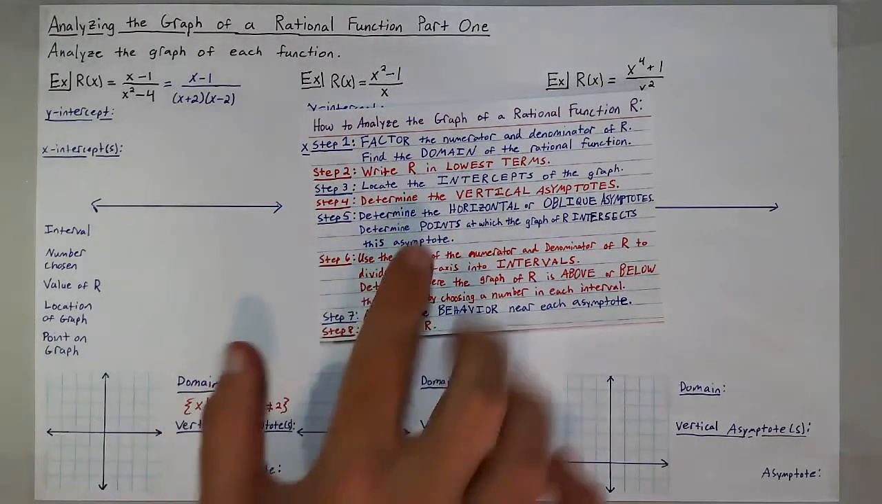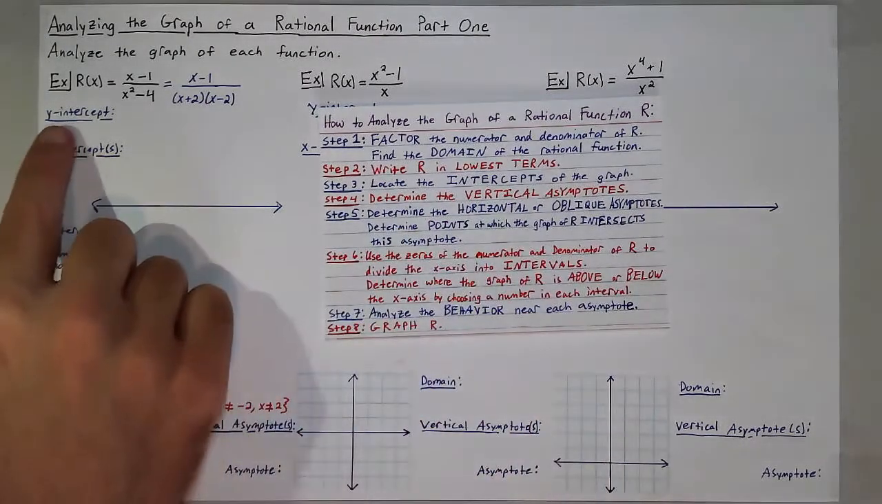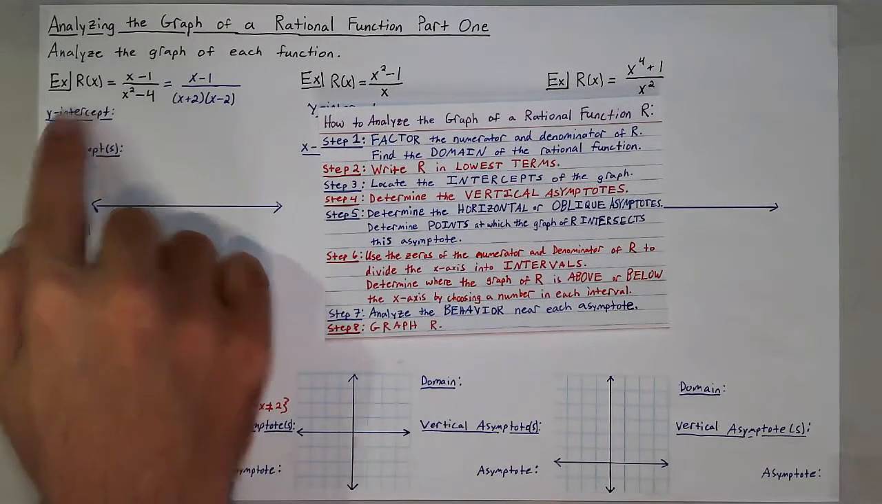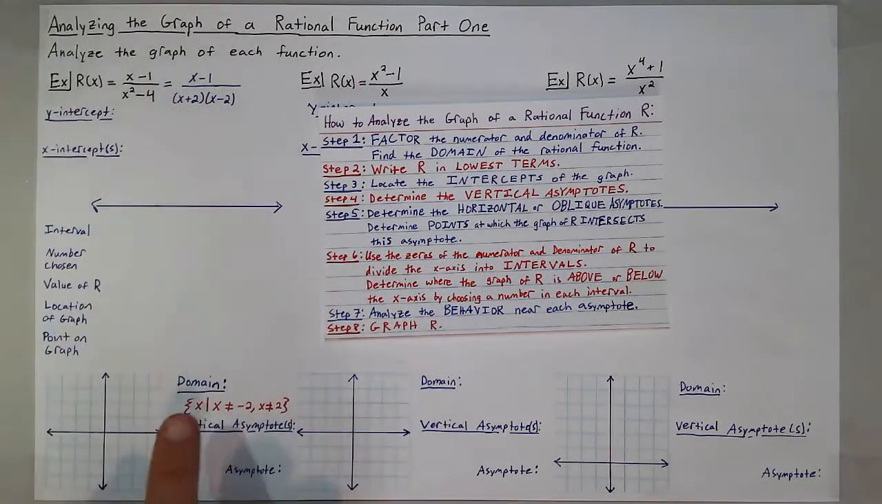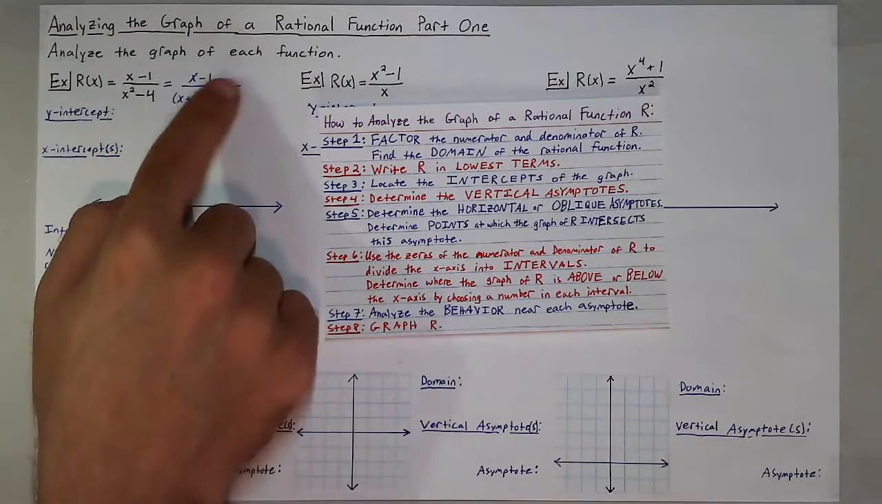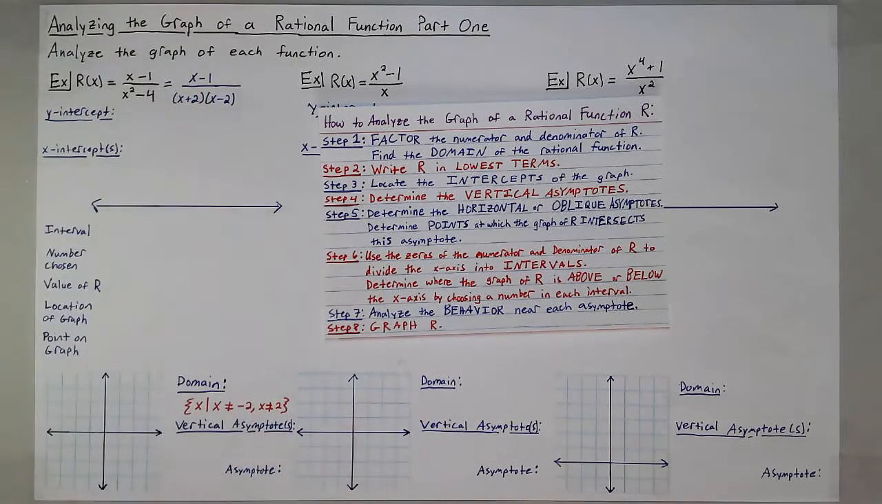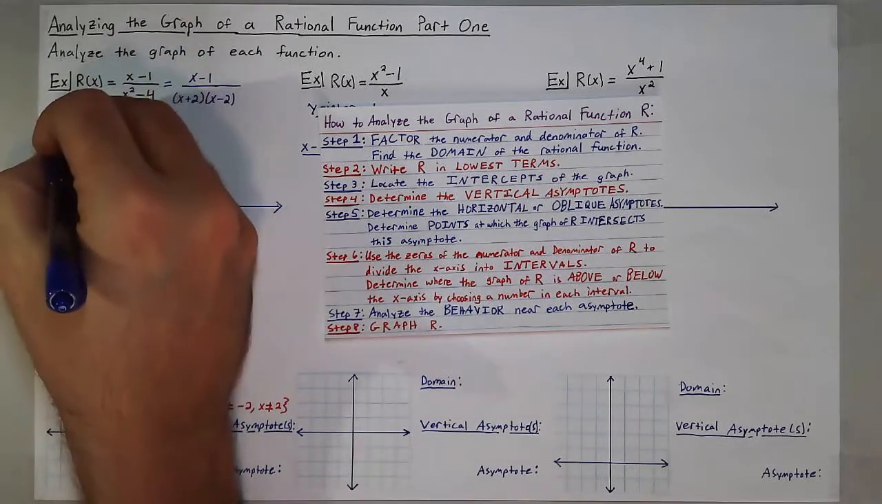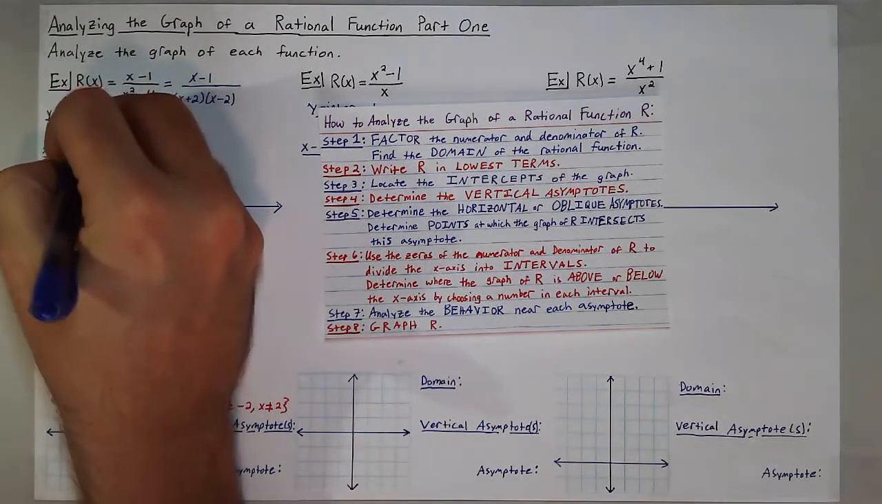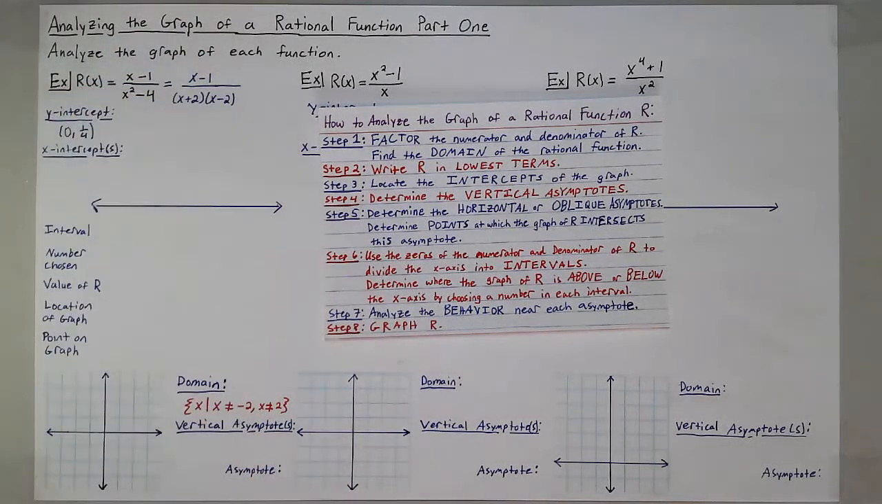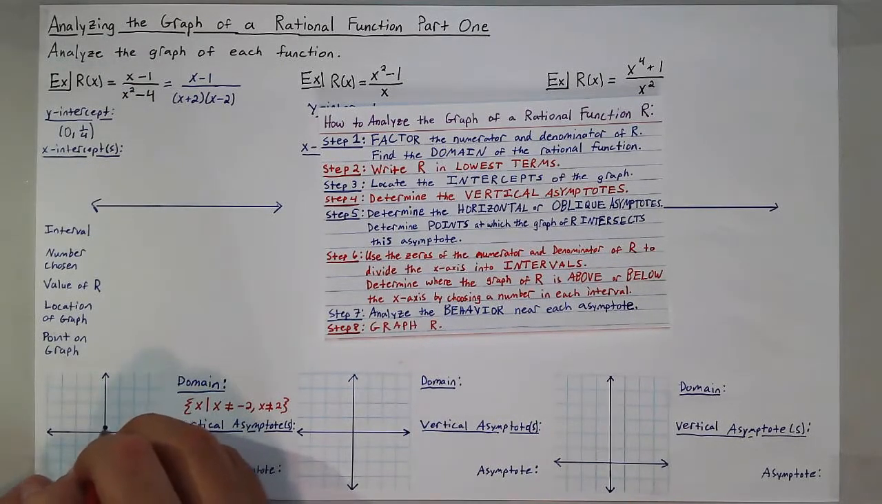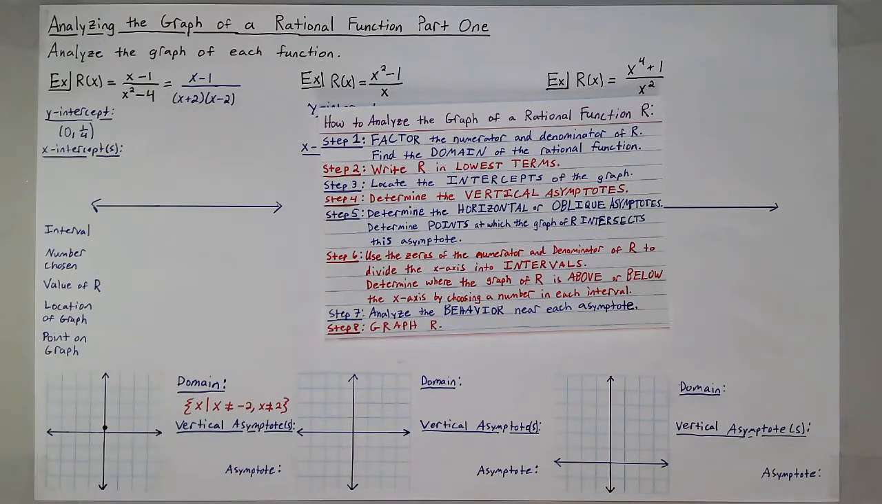The intercepts would be, for the y-intercept, plug in 0 for x. Now, since 0 is in the domain, I can easily plug that in, and when I do, I get negative 1 over negative 4, which is 1/4. So my y-intercept would be 0, 1/4. So on my graph, what I can do is put a point at 0, 1/4 to help me graph later.